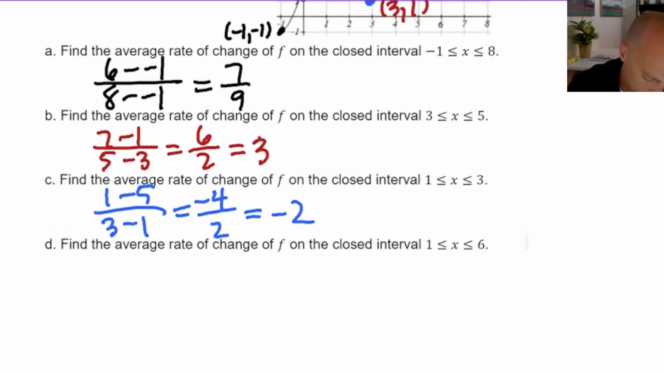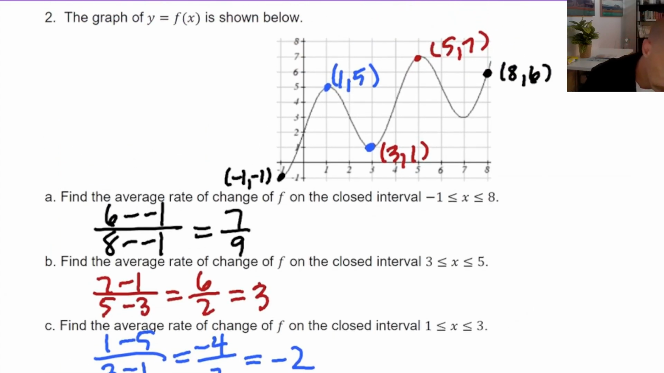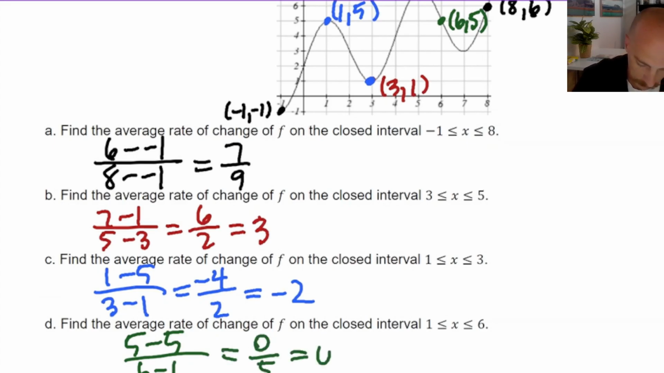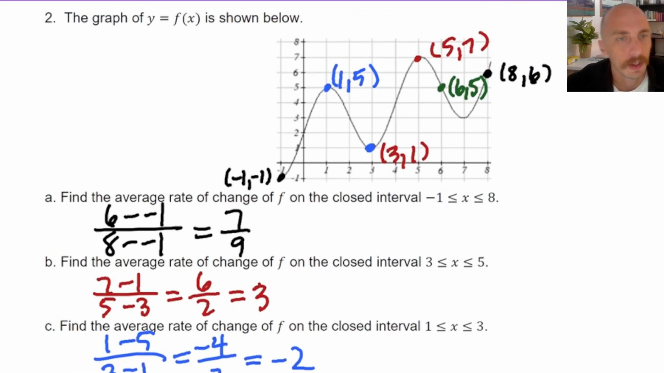Alright, and then the average rate of change of f on the closed interval 1 to 6. I haven't labeled x equals 6 yet, so that'll be 6 and 5. Oh, okay, good. Yeah, so we're saying that it went from 1, 5 to 6, 5, so 5 minus 5 over 6 minus 1 is 0 divided by 5, and 0 divided by anything is going to be 0, as long as we're not dividing by 0. And that makes sense because the function didn't change between those 2 points, so its average rate of change would be 0 there.